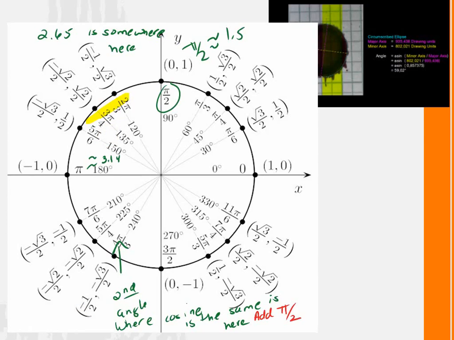How did I know 2.65 was there? Well, I knew 2.65 was there because pi over 2 is about 1.5, right? Because pi is about 3, and 3 divided by 2 is around 1.5. So 2.6 is bigger than 1.5. But over at pi is 3.14 something, right? So in between pi over 2 and pi lies my 2 point whatever. So I know that it's in that region. And I know I have to add pi over 2 to get to the next one. So I take my answer and add pi over 2 to it.